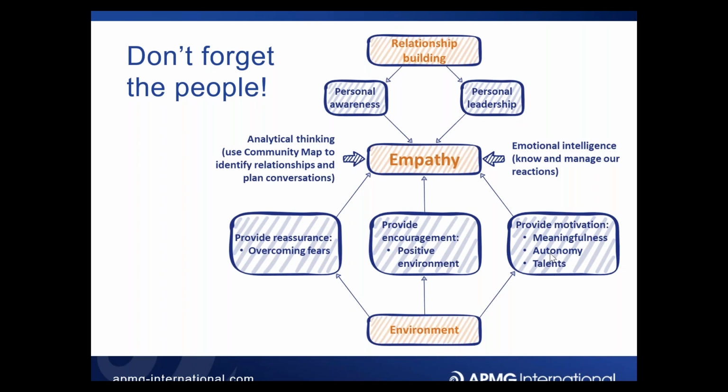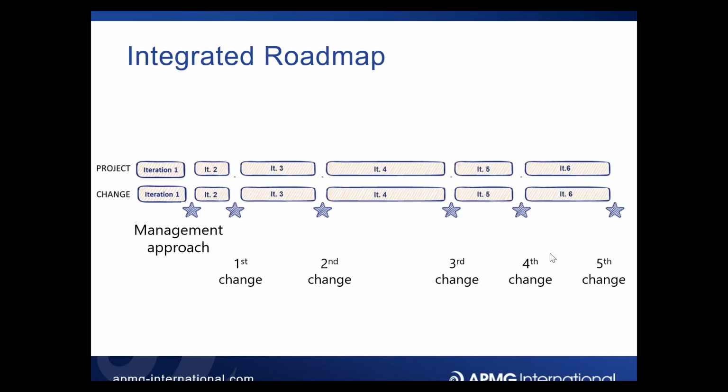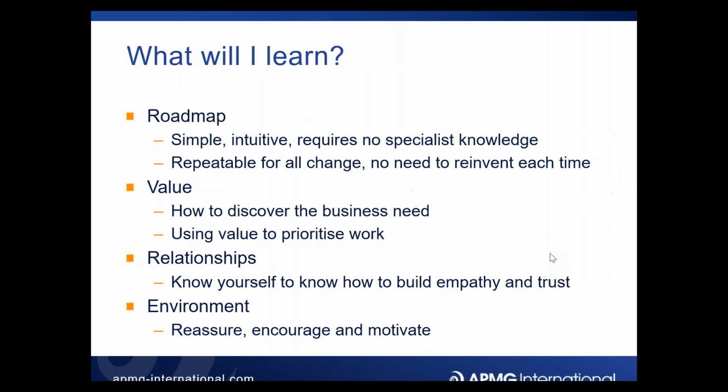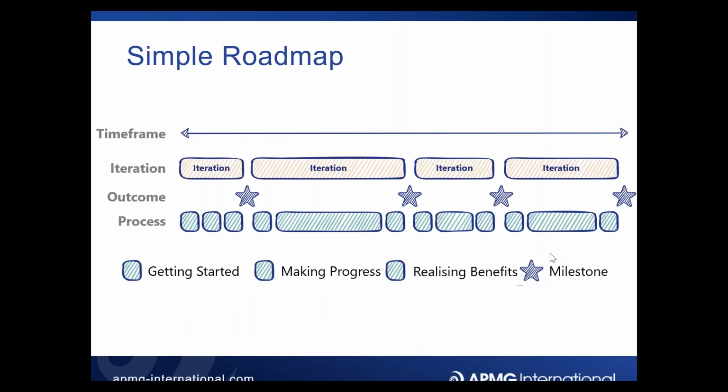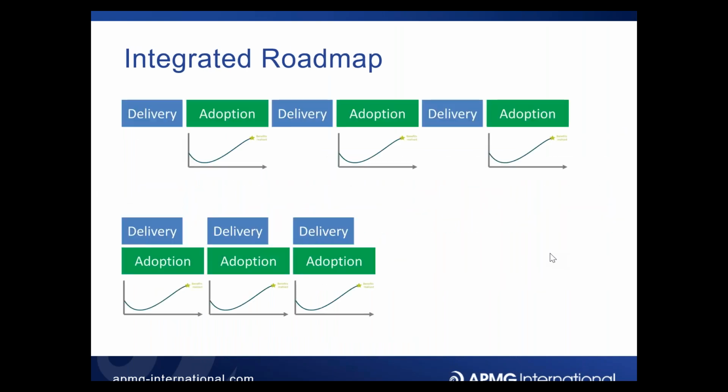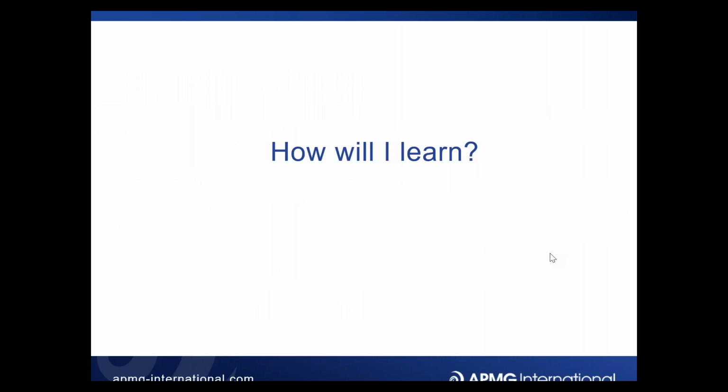So hopefully that gives you some idea of the course content, the things that we do. I'm just going to zip back so that we've got that structure in front of us: roadmap, value, the business value, the relationships, and the environment. So there were 4 big chapters in the book, so it's obviously not a surprise that we've got those 4 big areas covered in the course. And then let's talk about how we will learn on this course.